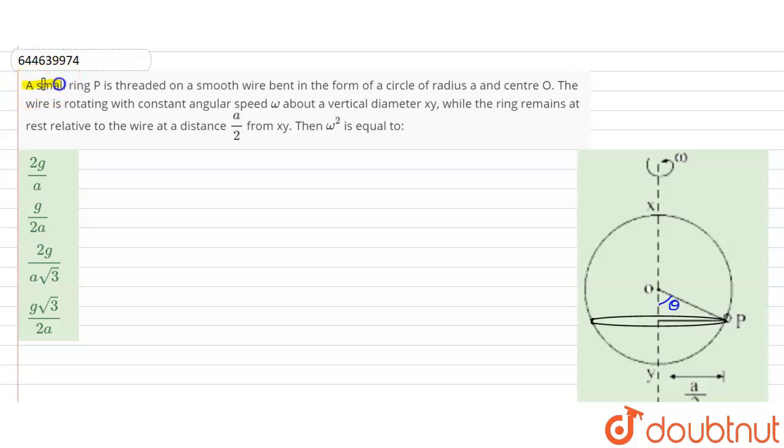Hello students, welcome to Doubtnut. Our question is, a small ring P is threaded on a smooth wire bent in the form of a circle of radius a and center O. The wire is rotating with constant angular speed omega about a vertical diameter xy. While the ring remains at rest relative to the wire at a distance a by 2 from xy, then omega square is equal to, so we have to find the value of omega square here.